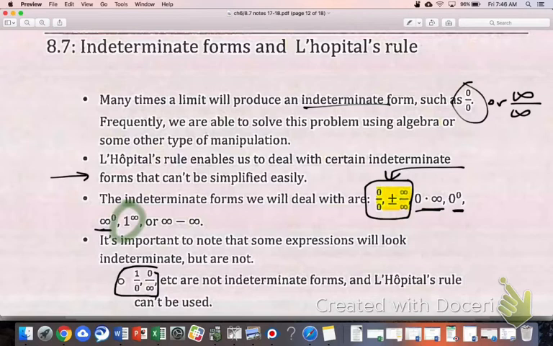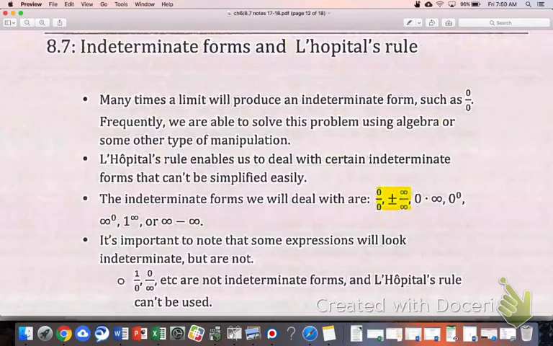Again, big takeaways here. I want you guys to understand the indeterminate forms that we will focus on in our course are these two right here, 0 over 0, or infinity over infinity. Those are the ones that we're going to be looking out for. Those are really the primary ones for L'Hopital's rule. So those are the indeterminate forms we're going to deal with, and L'Hopital's rule allows us to deal with those. So let's see what L'Hopital's rule actually is.